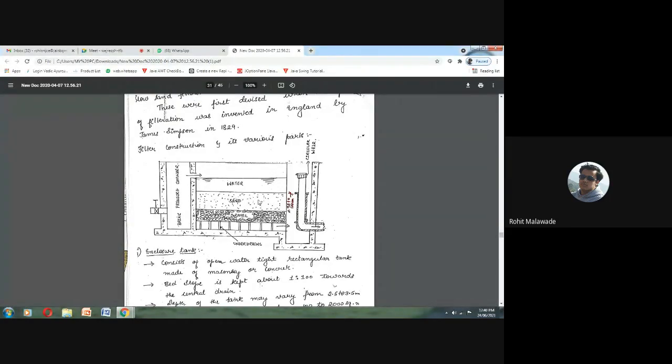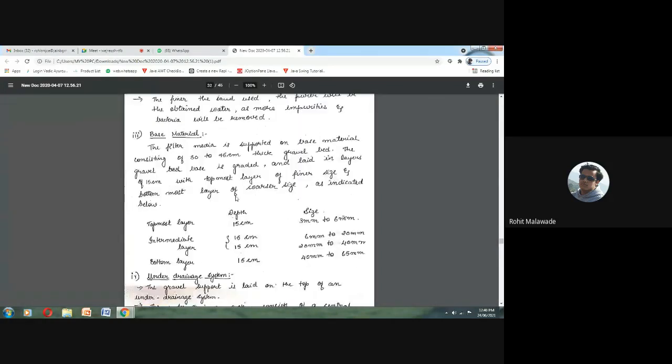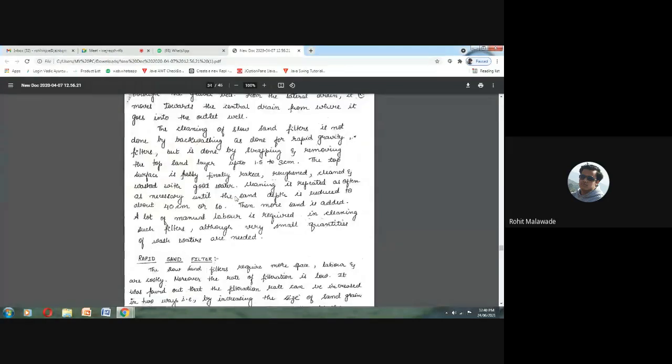So around 40 to 45% of the sand layer is going to be removed, and again it is going to be refilled with a new layer of sand, right? Again it is going to be filled with the new layer of sand. Okay, and then again more sand is added, and a lot of manual labor is going to be required in case of this particular cleaning.